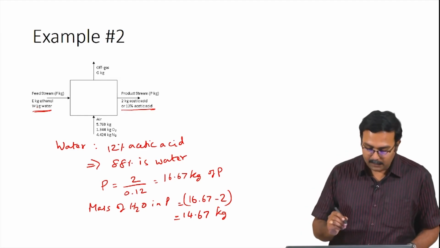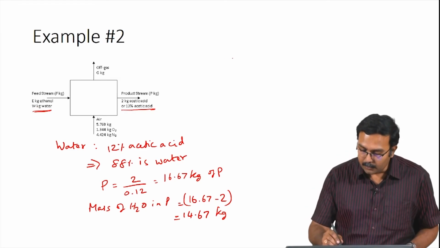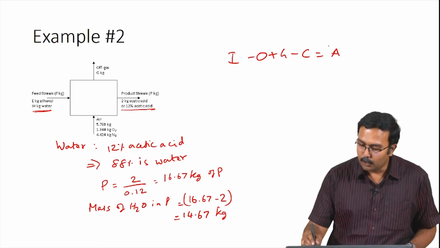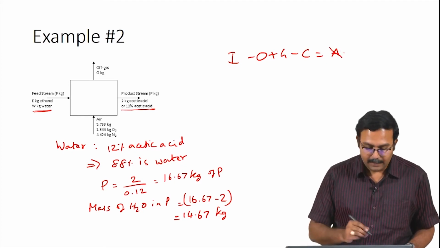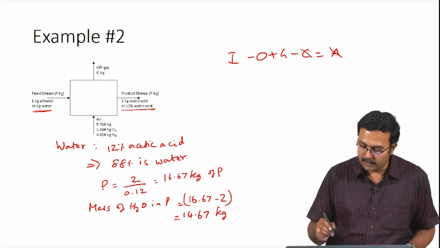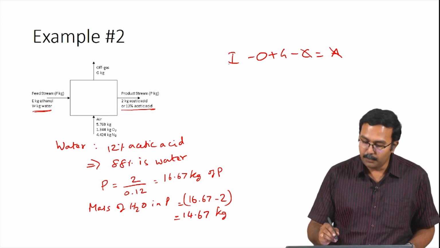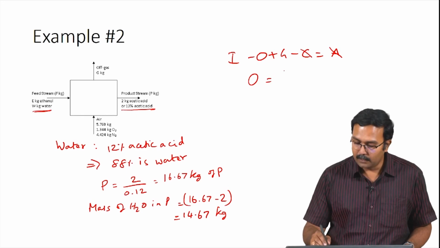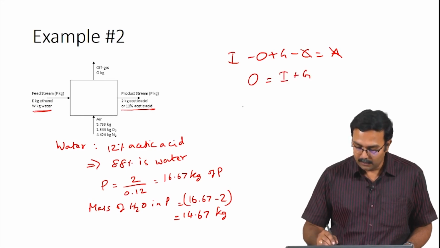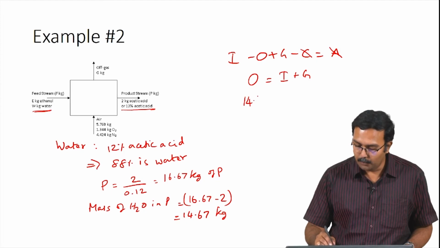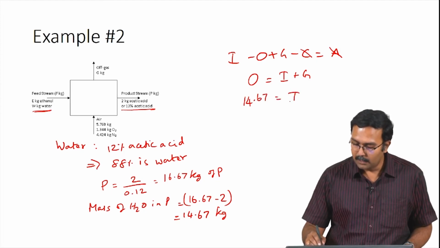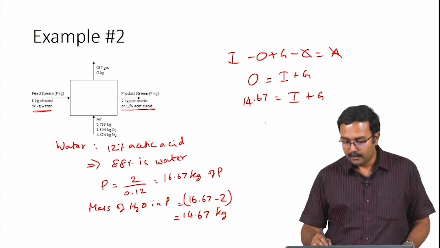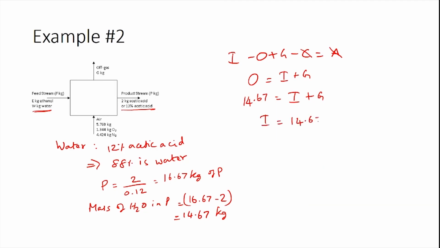Let us write the balance equation for water. It would look like input minus output plus generation minus consumption equals accumulation, with accumulation going to 0 for a steady state process. Water is not consumed in the reaction, so consumption goes to 0. So, you are left with input minus output plus generation equals 0. So, we already know the output, so we can calculate output as input plus generation, and we know that the output is 14.67 kilograms, input plus generation. So, the amount of water which should be fed would be input is 14.67 minus generation.